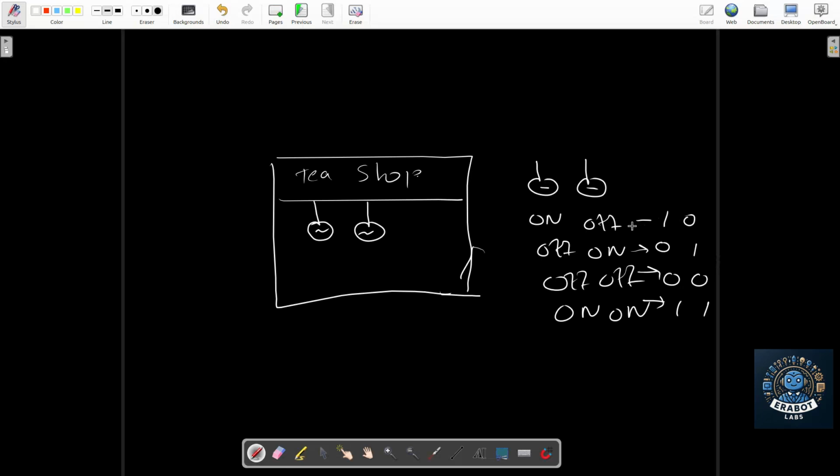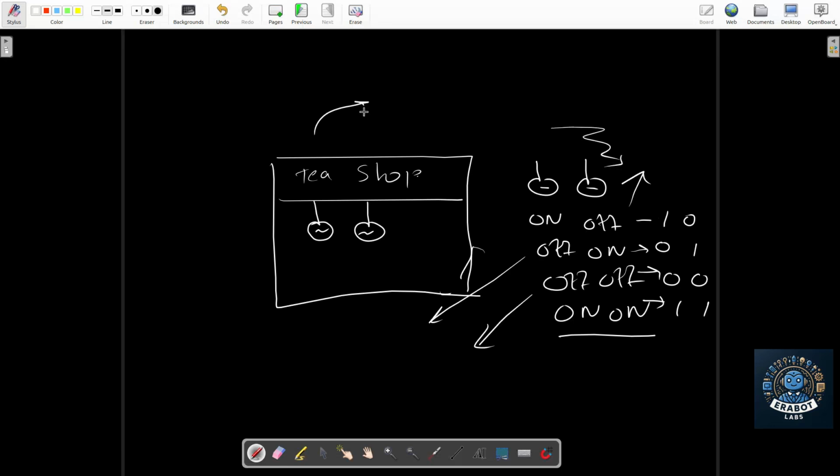Based on this combination he can inform his customers. If both bulbs are on, that means I have everything available in my shop and you can come and purchase anything. If both are off, that means I don't have anything available and my shop is closed. If it is off and on, I have milk but I don't have tea powder, so you can only drink milk from my shop now, you will not get tea. If it is on and off, I have only tea but no milk, so you have to drink only black tea at this moment. So this is how we can communicate using binaries.